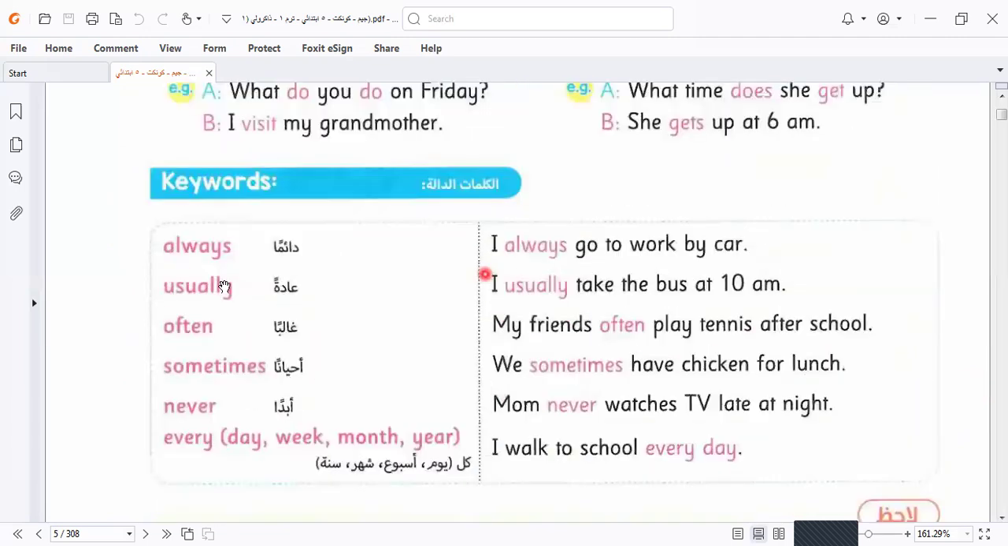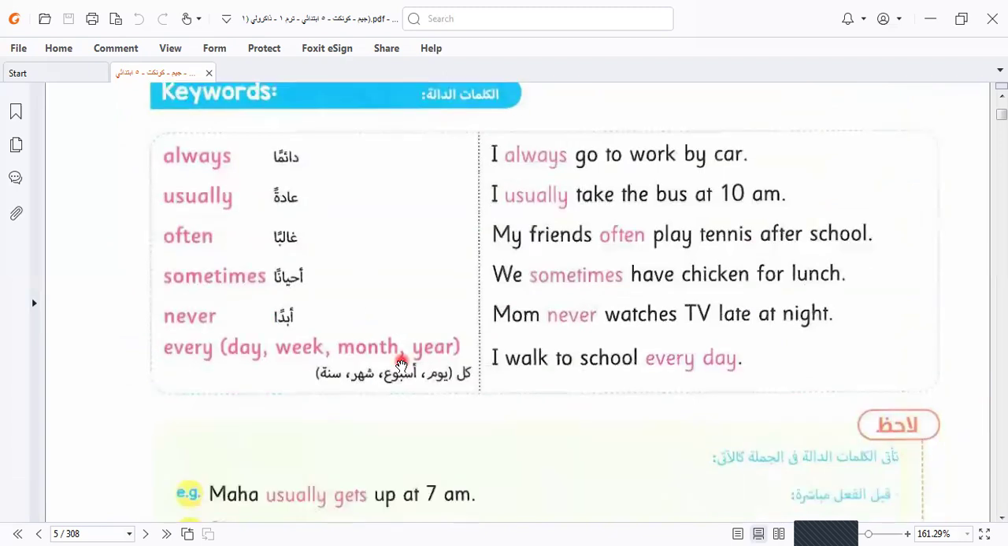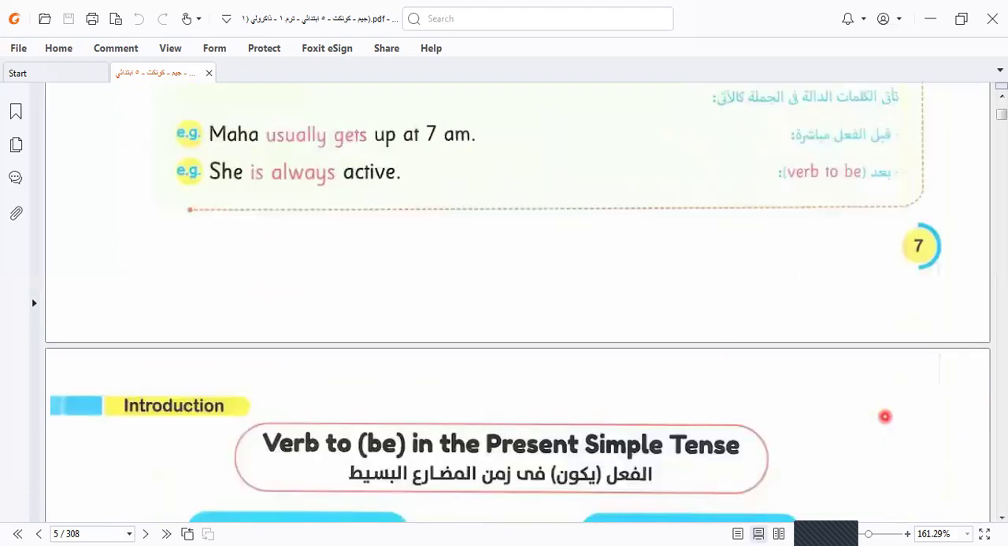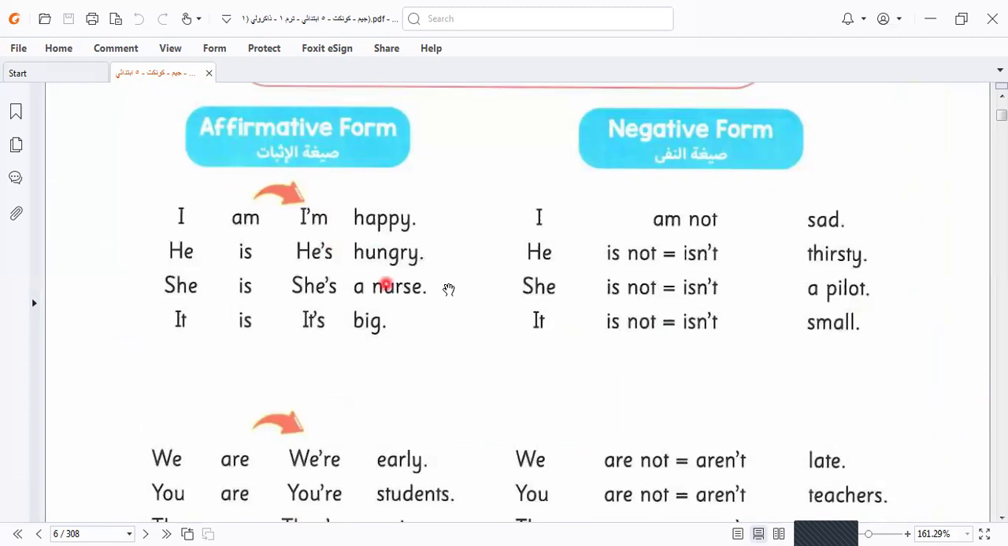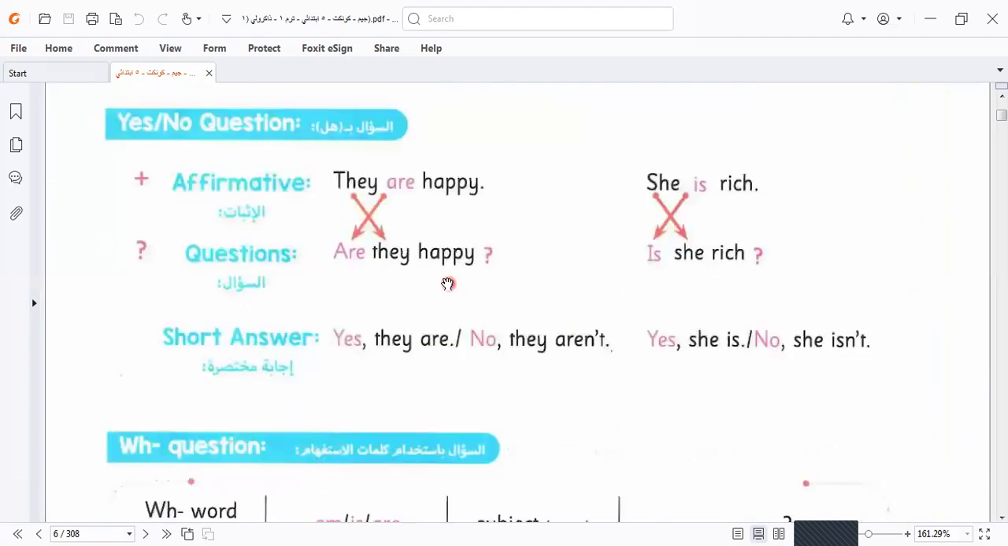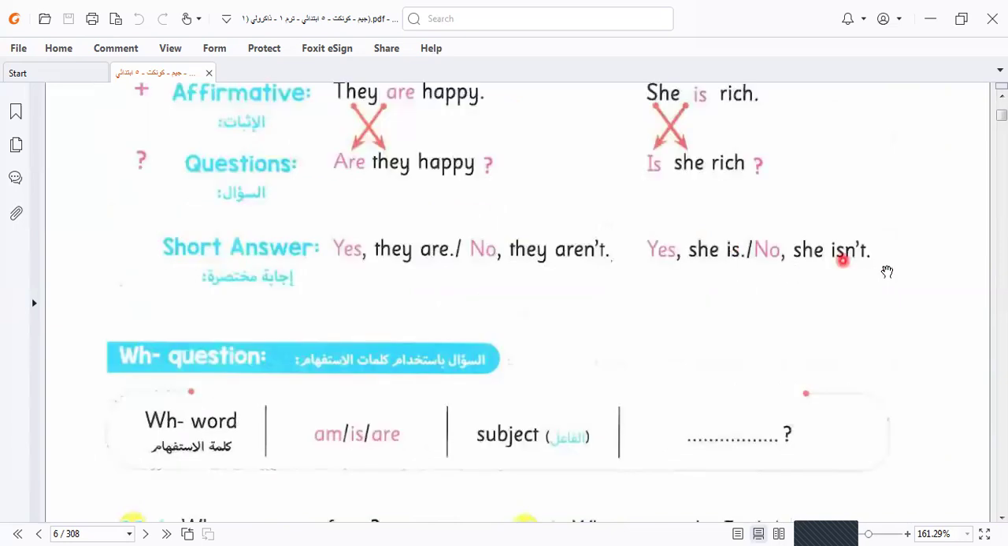The keywords of this tense could be always, usually, often, sometimes, never, every. As we told you before, always means the habit happens 100% of the time and never means the habit happens 0% of the time. The verb to be with the present simple tense would be am, is, or are. We say I'm happy, he's hungry, and so on. When we make a yes/no question, we put the verb before the subject like this: are they happy, or is she rich? If we answer in the negative, we say no, she isn't, like this.